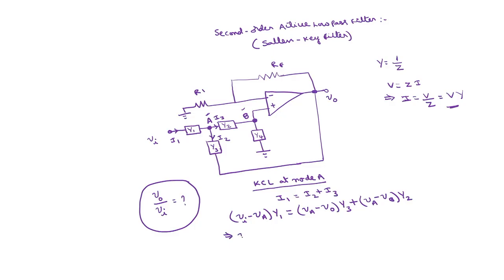From this, if I take VA into Y1 to the other side, it becomes positive. This is equal to Y1 plus Y2 plus Y3, all into VA. And what are the other terms that are left? The minus sign with Y3, the minus sign with Y2. So, this is equal to minus V naught times Y3 minus VB times Y2. Here we have the two variables VA and VB. VI and V naught are no problem, we can keep these terms, but VB we have to express in terms of VA and V naught.